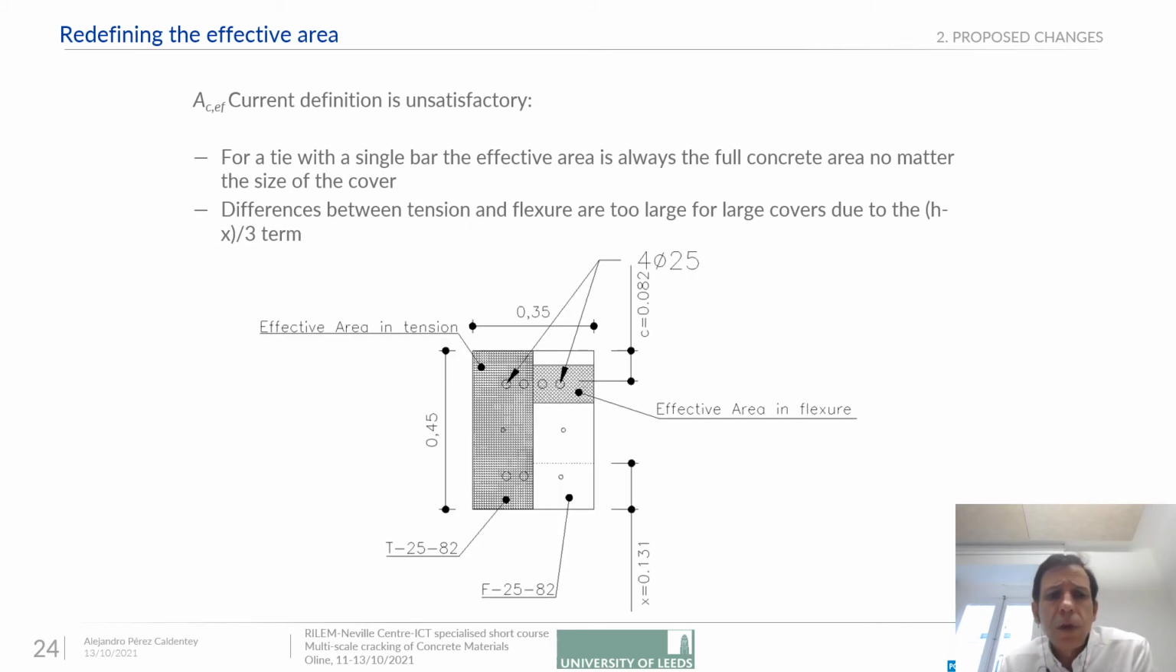And the other reason was that the term which limits the effective height for flexural elements, this h minus x over 3, leads to very strange results when you apply it to practical cases. And this is just an example. For the ties, the full area of the section was effective, but for the elements in bending, according to the current definition of the effective area, we had a very small height which was effective, and this is because of this term, and this just does not seem reasonable.